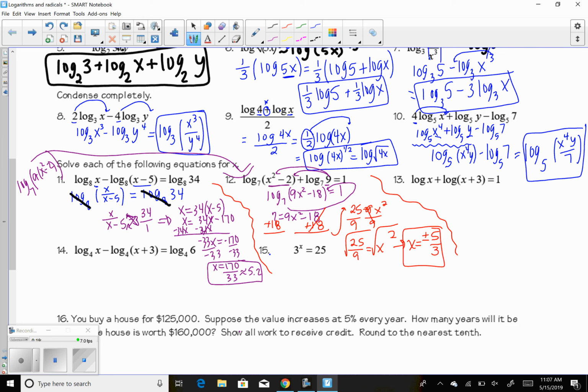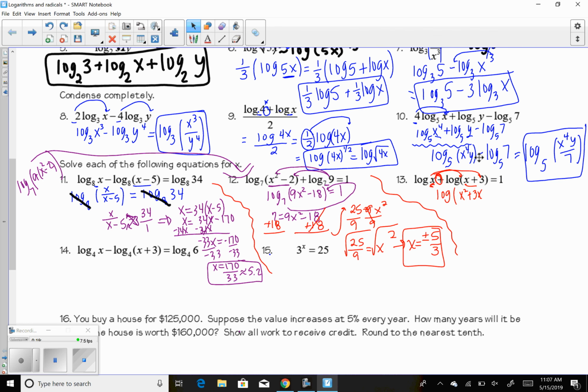Okay, so 13, again, it needs to condense. It's going to end up being multiplication because there's addition in the middle. This is going to end up being log of x times x plus 3. So you end up distributing there to give you x squared plus 3x equals 1. When there's no base, remember it's an understood 10. So I have 1 log equals a number. I go around the world. I get 10 to the first power equals x squared plus 3x.